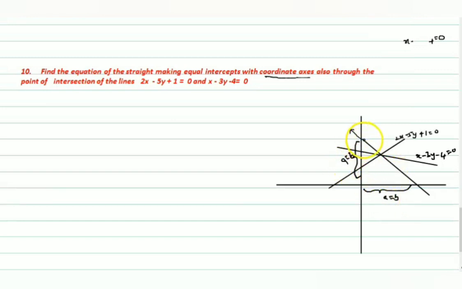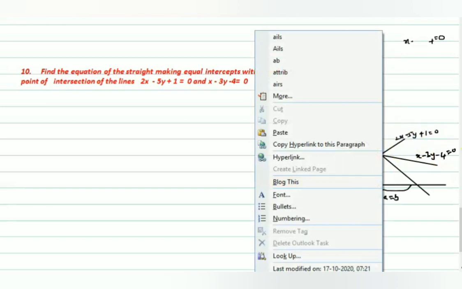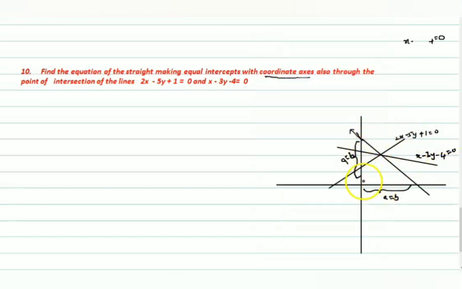So we need the equation of this line where it is passing through the point of intersection of these two lines, 2x minus 5y plus 1 is equal to 0 and x minus 3y minus 4 is equal to 0. I just represented two lines. It is passing through the point of intersection of these two lines and making equal intercepts with the coordinate axes.